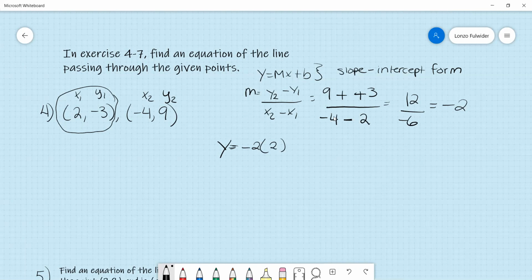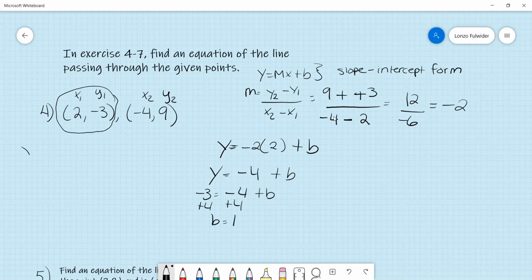And we don't know our b, so that's what we really want to find. So we're going to replace that with plus b. So y equals negative 2 times 2, which is negative 4, plus b. And then what do I replace with y? Negative 3. So it's going to be negative 3 equals negative 4 plus b. Then you add 4 to both sides. So b equals 4 minus 3, which is 1. Good, so we found everything. We found our b, we found our m, and then we'll just have to put it in slope-intercept form.